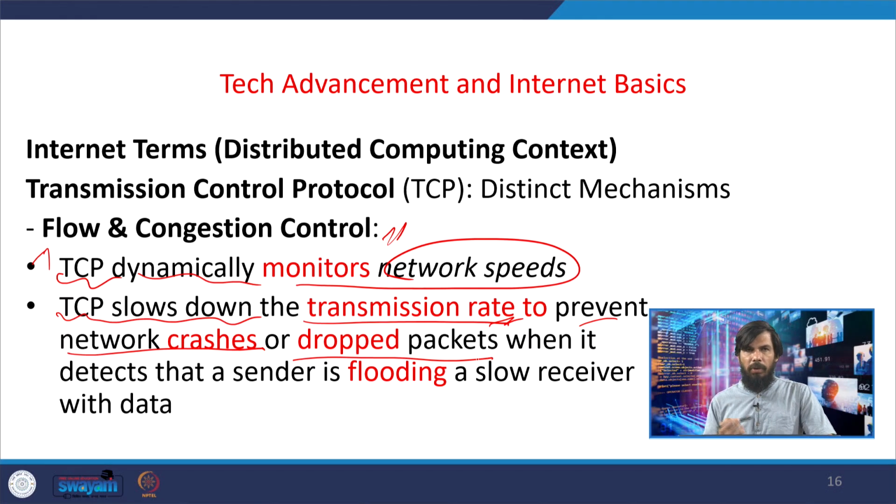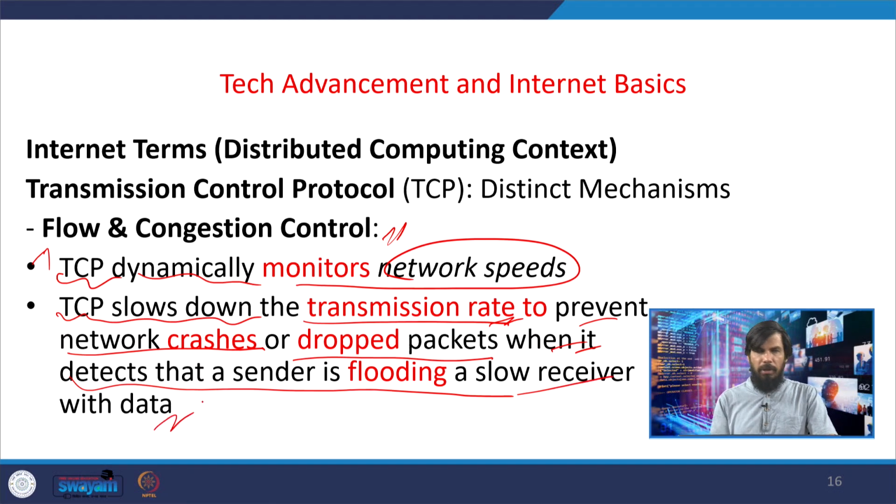So, if the network is slow, it will adapt to that and slow the transmission rate, so that the crashing of the network or dropping of the packets can be prevented, right. It will detect if a sender is flooding a slow receiver with data, and then it will reduce the transmission rate, so that a manageable connection is still there, the service can still be managed, and the data can still be received in order, right. So, this flow and congestion control is also managed by TCP.